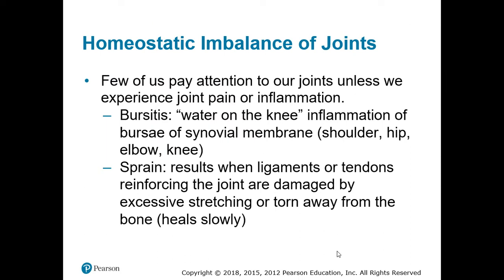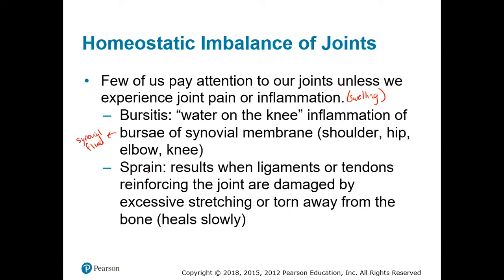So starting with homeostatic imbalance of joints, few of us actually pay attention to our joints unless we're experiencing some kind of joint pain or inflammation. And usually when we see inflammation, we see a lot of swelling that happens in our knee. One of the common things we might see is something called bursitis. This is called water in the knee, and it's basically inflammation of bursae, which remember, are not part of synovial joints, but have a bunch of synovial fluid in them. If there is a bunch of inflammation, we're going to see pain in our shoulder, hips, elbows, and even in our knee.